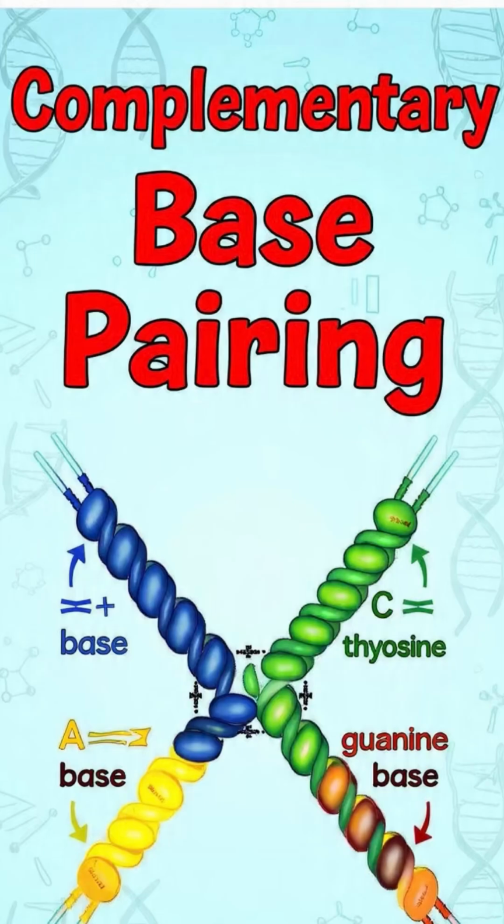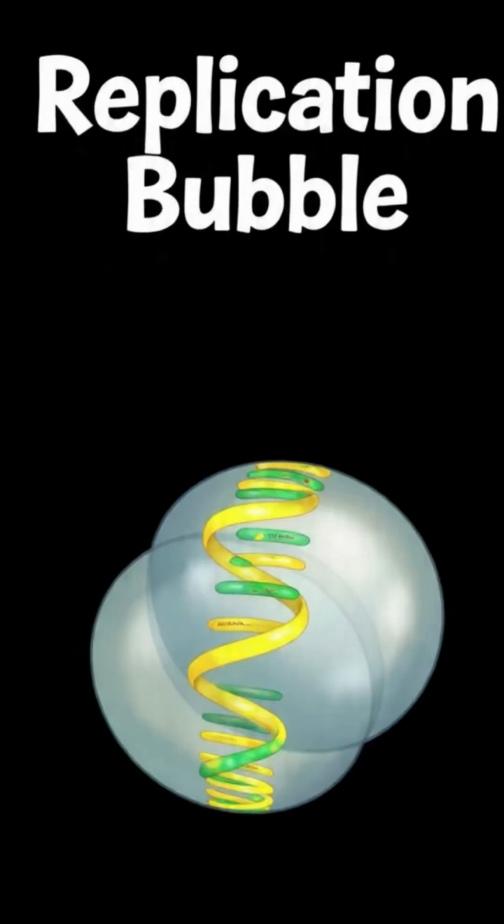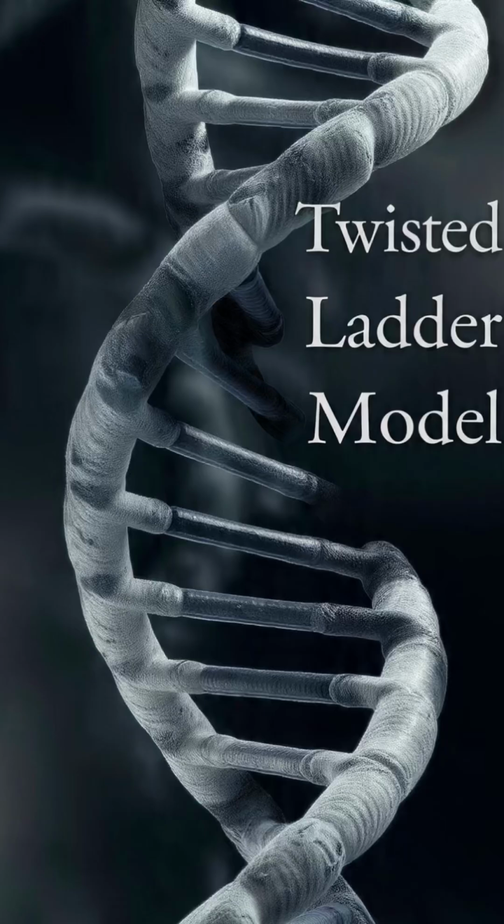Base pairing ensures accurate copying. Without this rule, life could not continue. Replication begins when strands separate. This is essential for copying. Multiple replication forks form a bubble-like structure. Students must practice neat labeling of backbone, base pairs, 5' and 3' ends. Always remember the twisted ladder analogy. It simplifies the complex structure.